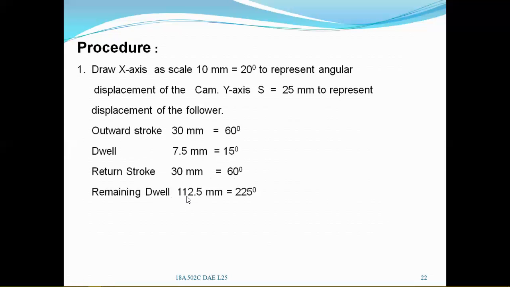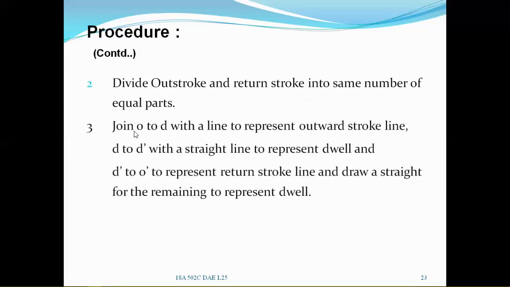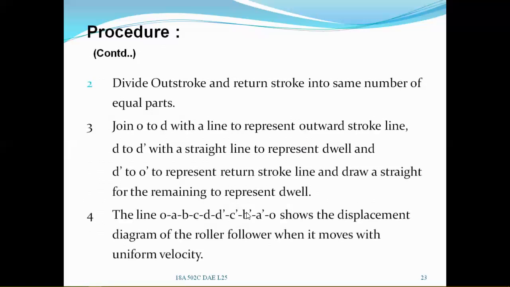And the remaining 112.5 mm is equal to 225 degrees. Divide the outstroke and return stroke into the same number of equal parts. Join OD with a line to represent the outstroke, D dash to D dash with a straight line to represent the dwell, and D dash to O dash to represent the return stroke, and draw a straight line for the remaining to represent the dwell. The line O, A, B, C, D dash, D dash, C dash, B dash, A dash, O dash shows the displacement diagram of the roller follower when it is moving with uniform velocity.